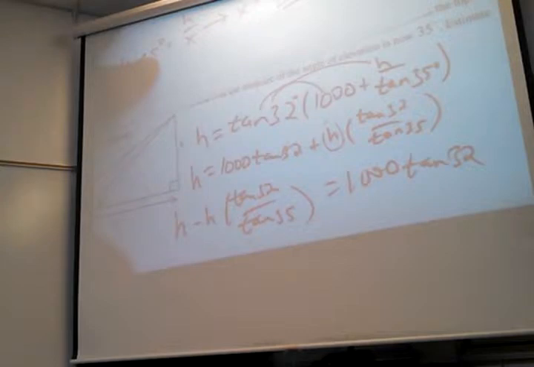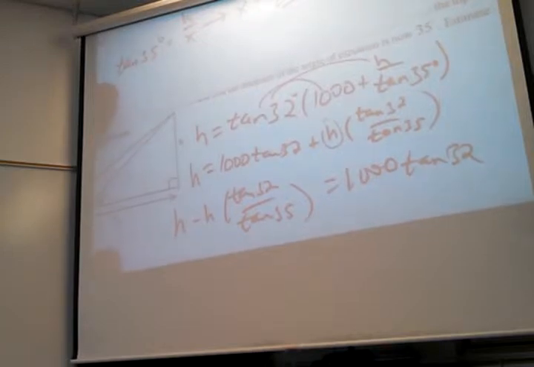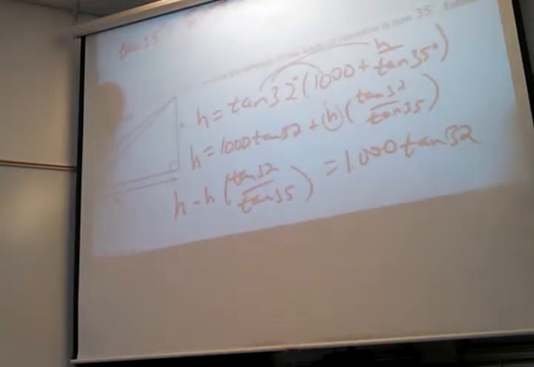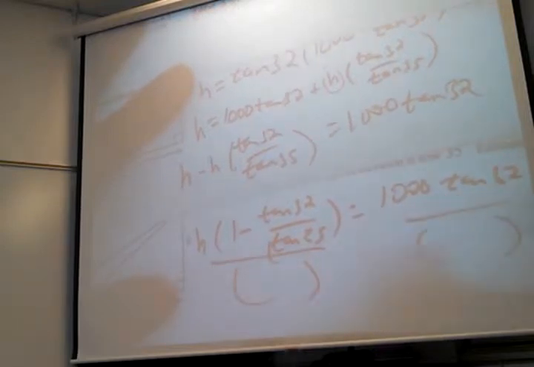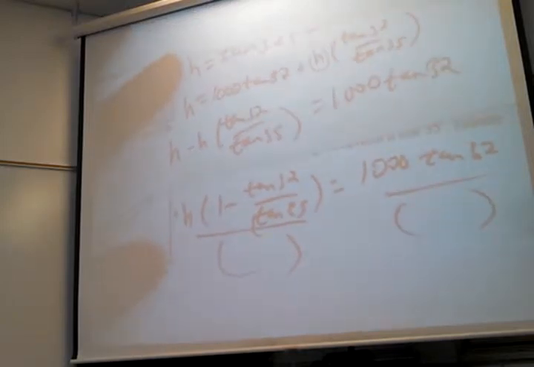I desperately want you guys to see that this is sort of like dealing with natural logs, trying to solve those really ugly natural log equations, like 3 to the x plus 1 equals 11 to the 4x minus 7. We had to keep track of all this stuff, right? Same exact idea, really. So now if I pull an H out, I get H times 1 minus tangent 32 over tangent 35 equals this business. So I just got to divide by that thing to get what H is.